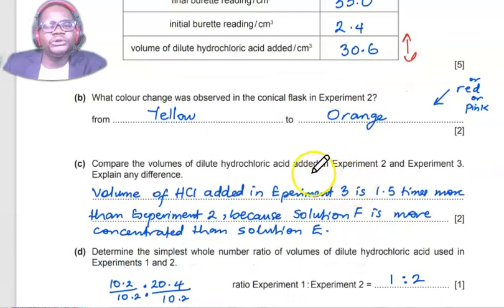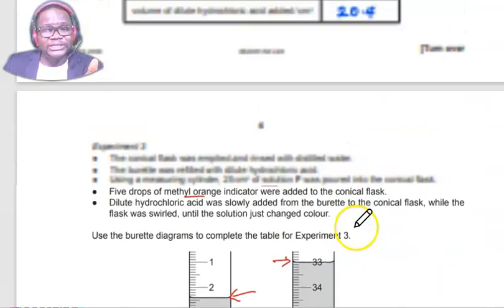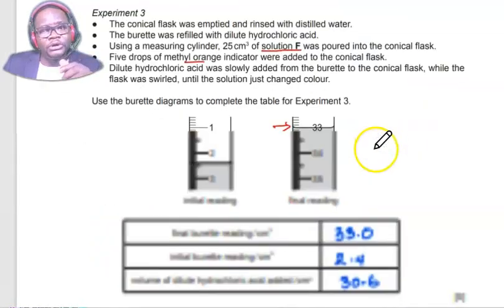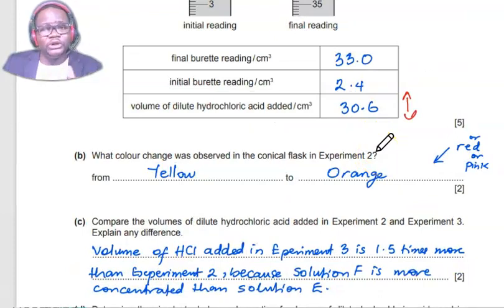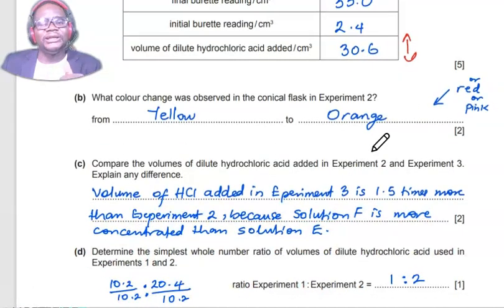Now, compare the volumes of dilute hydrochloric acid added in experiment 2 and that in experiment 3. We are supposed to compare volumes. All you need to do is to look at your value. In experiment 3, we have 30.6. In experiment 2, we have 20.4. So compare the readings. Just tell us how much more hydrochloric acid we have in experiment 3 than experiment 2. If you compare 30.6 and 20.4, you find that it is about 1.5 times that used in experiment 2. So the volume of hydrochloric acid added in experiment 3 is 1.5 times the volume added in experiment 2.